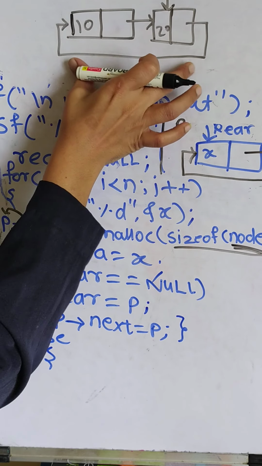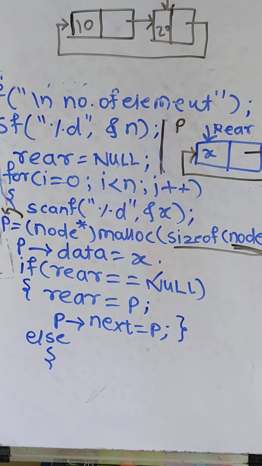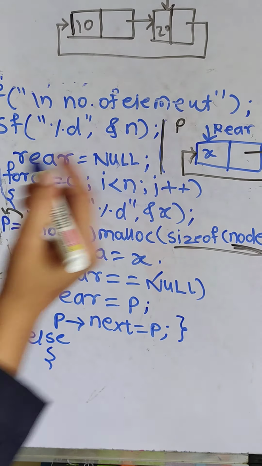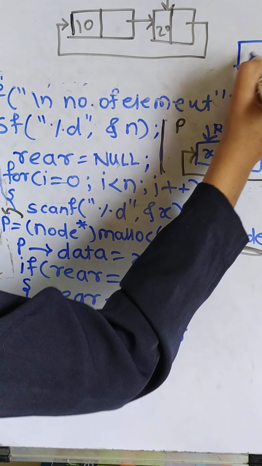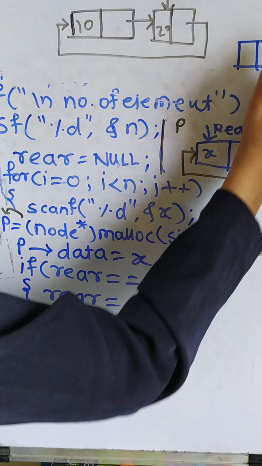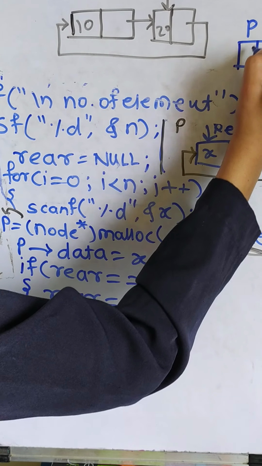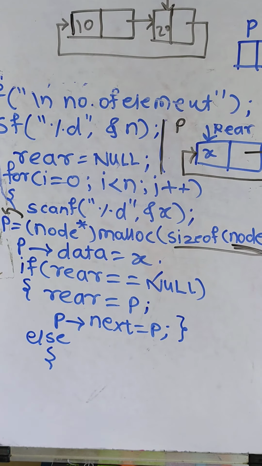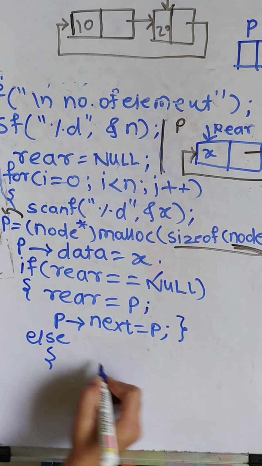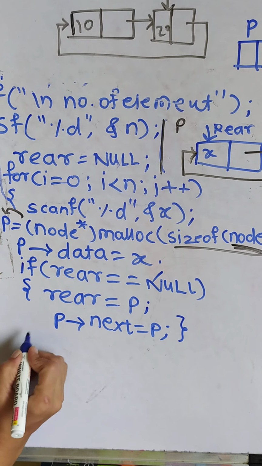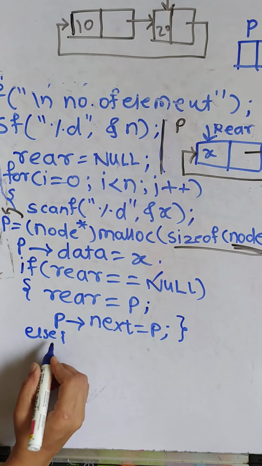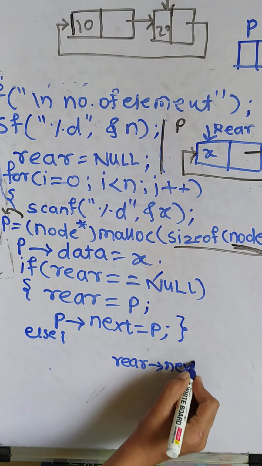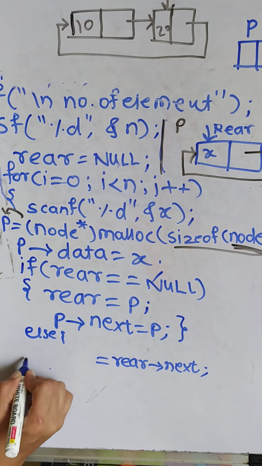Okay, in this condition, at that time what to do? Rear's next. We are trying to add our node p. We are trying to add this p in the linked list. This is our p and we are trying to add this node here. So at that time, what we need to do: rear's next assigns to p's next.